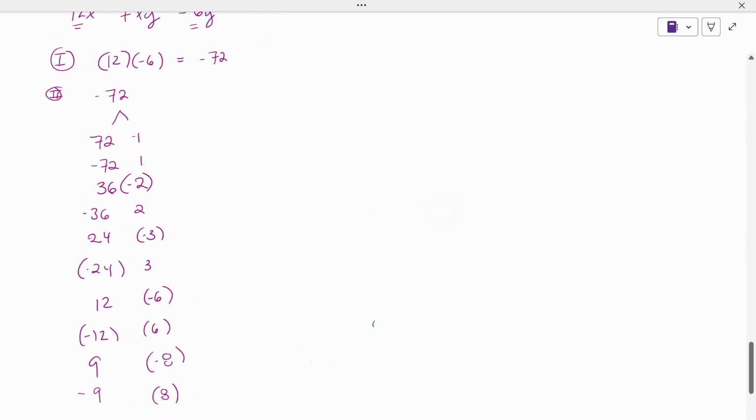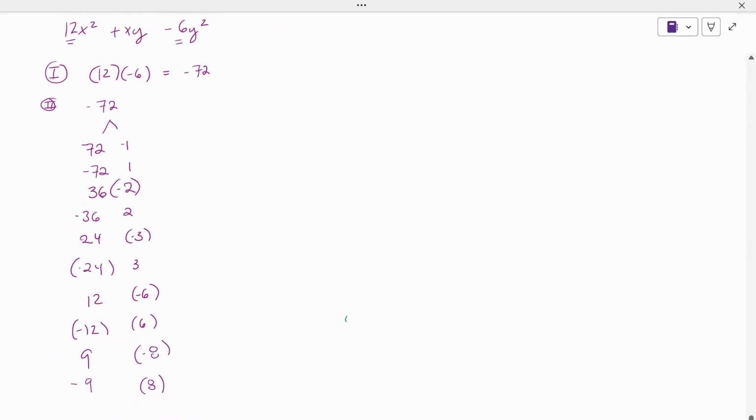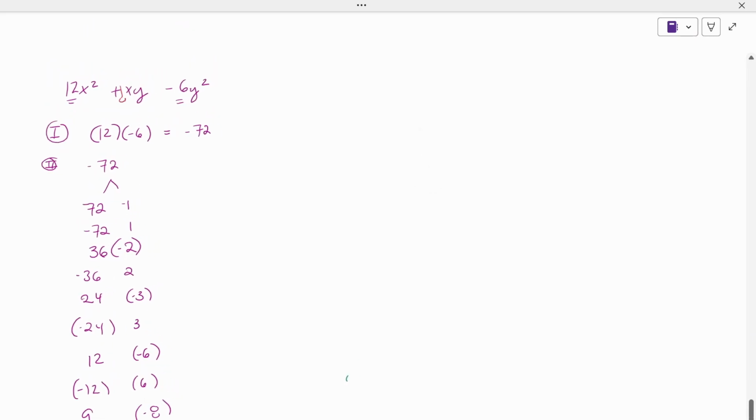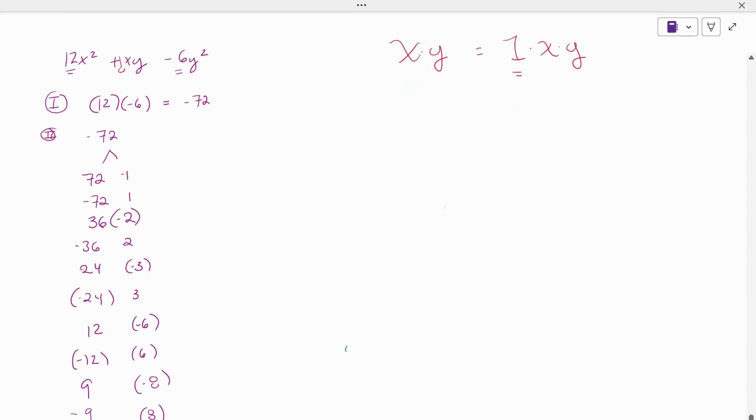All right, so there are a lot of factors, but the good news is we're adding these factors to the middle term. You'll note that the middle term is just an x times y, and anything by itself is 1 times that something, so it's really like we're adding to positive 1. Hopefully you guys can see that 9 plus negative 8 is indeed going to give us a positive 1. But if you didn't see that, you're going to have to check each one of these factors, okay?